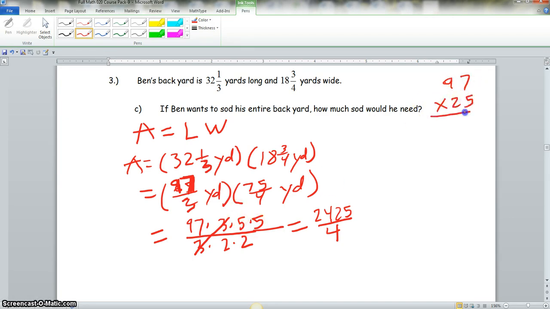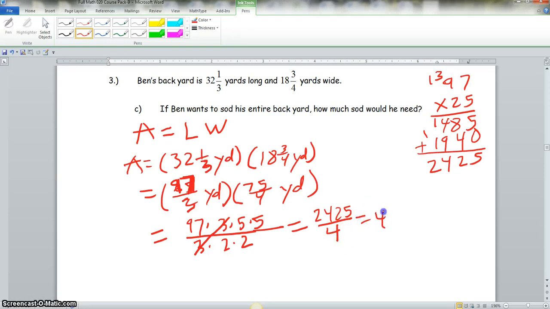Now if we need to show it here, we could take 97 times, remember, 5 times 5 is 25. 5 times 7 is 35. Carry a 3. 5 times 9 is 45, plus 3 is 48. Add our 0 here. 2 times 7 is 14. Carry a 1. 2 times 9 is 18, plus 1 is 19. Now we add this together. This will be 5. 12. Carry a 1. This will give you 14. Carry a 1. So it'd be 2,425 over 4.